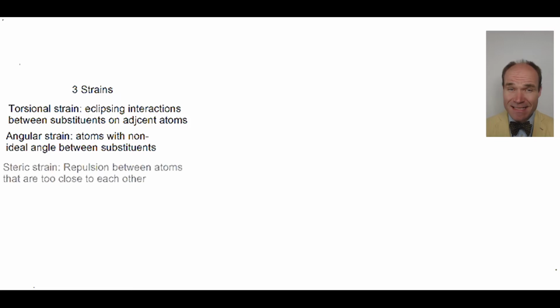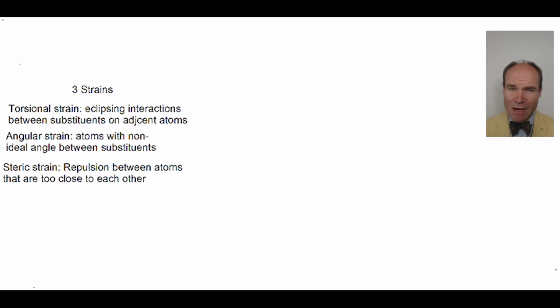Lastly, there's steric strain, and this is where a substituent's electrons come too close to another substituent's electrons or another atom's electrons, and they repel each other. Okay, those are the influences to look out for to explain higher energies.